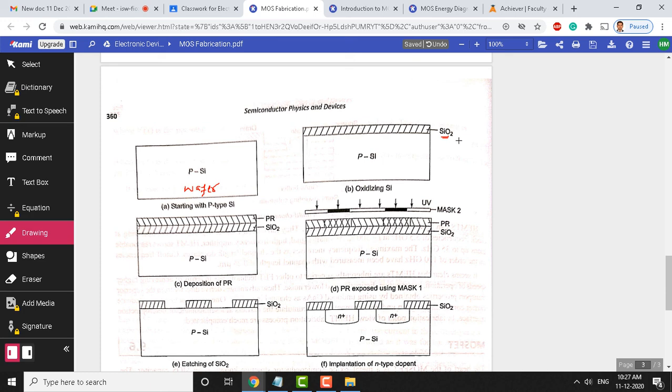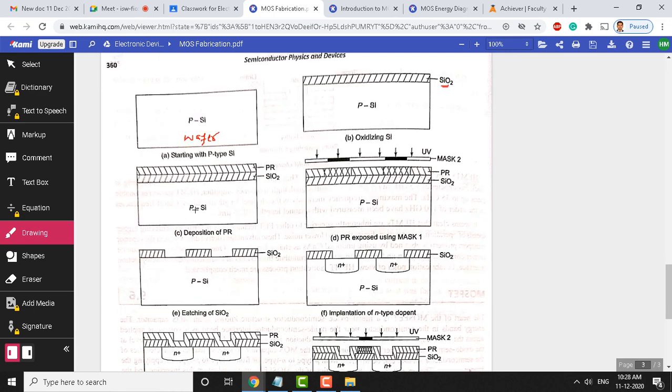Silicon dioxide is mainly used in the fabrication here. Now, the entire surface of the wafer is coated with thin silicon dioxide here. Okay, and next you can see in the third figure, we have deposited the photoresist.